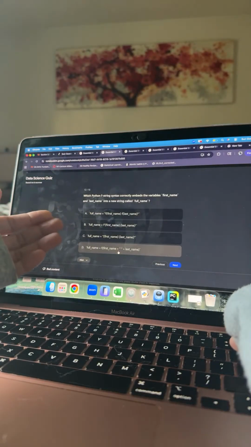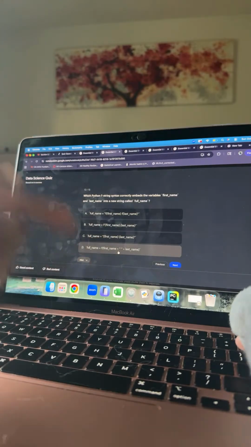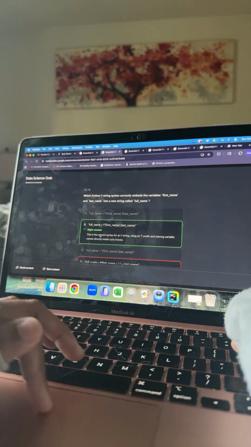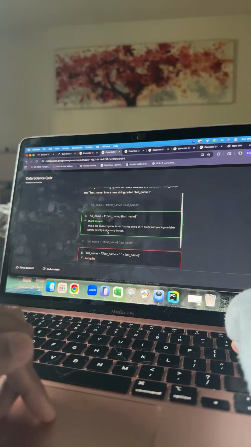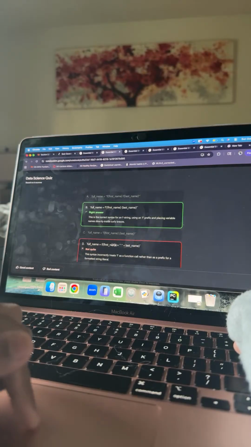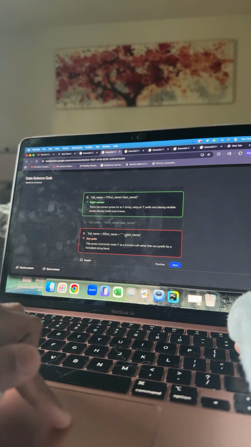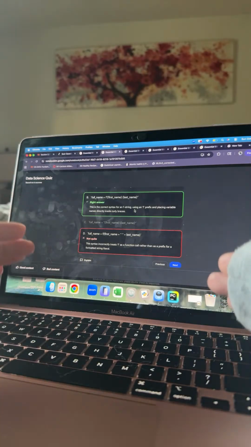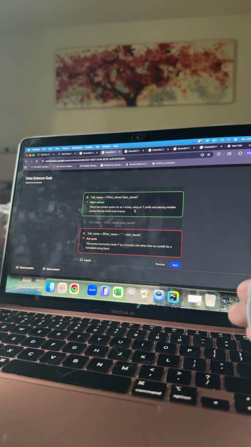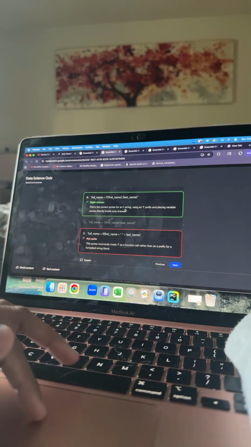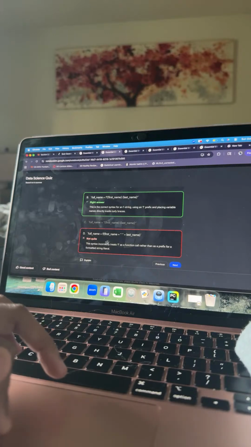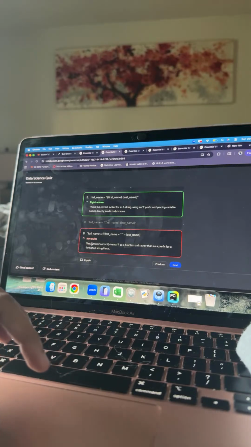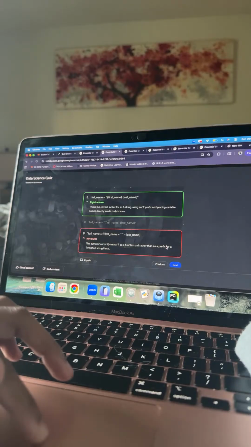That could have been for integers where you put like 0.02 at the end. So I think it's D. Oh, golly gosh darn, I was right. But I was wrong at the same time because this space thing threw me off. So this is the correct syntax for an f-string using an f prefix and placing variable names directly inside curly braces. This other one is not it, because the syntax incorrectly treats f as a function call rather than as a prefix for a formatted string literal.